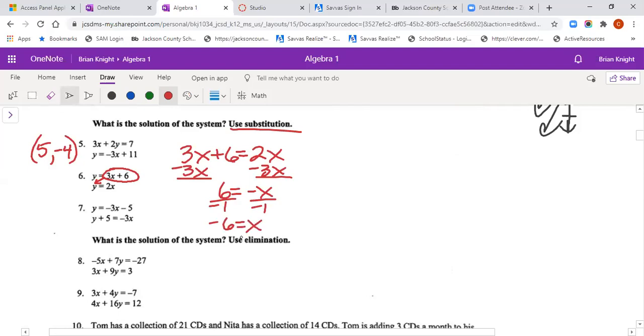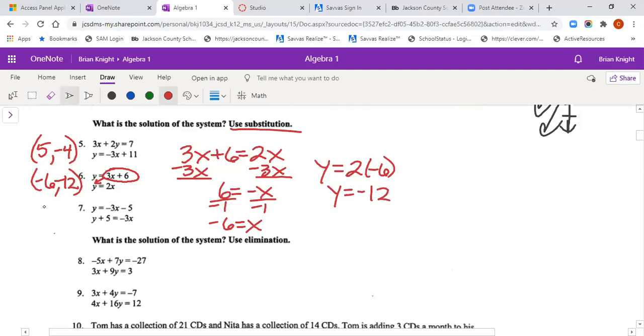And then what do I do to get y? Plug it in. Y equals 2 times negative 6 would be negative 12. So negative 6, forgot the negative again. Negative 6, negative 12 would be the answer for number 6. Everybody good? Moving right along.